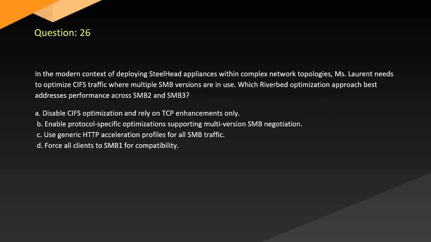Question 26. In a modern context of deploying Steelhead appliances within complex network topologies, Laurent needs to optimize CIFS traffic where multiple SMB versions are in use. Which Riverbed optimization approach best addresses performance across SMB 1 and SMB 2? A. Disable CIFS optimization and rely on TCP enhancements only. B. Enable protocol-specific optimization supporting multi-version SMB negotiation. C. Use generic HTTP acceleration profiles for all SMB traffic. D. Force all clients to SMB 1 for compatibility.